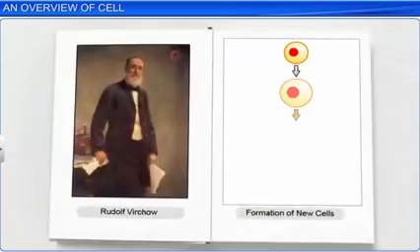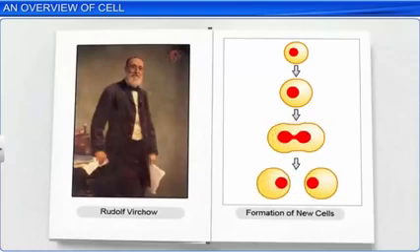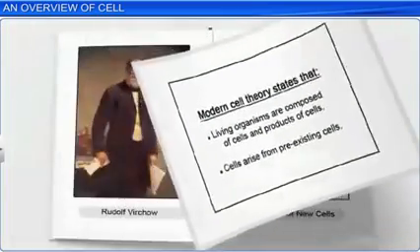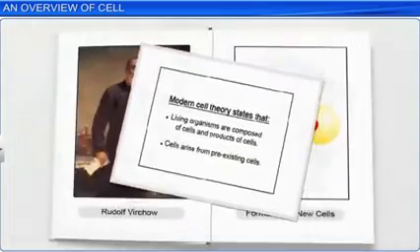He coined the Latin phrase omnis cellula e cellula, which meant that new cells arise from pre-existing cells, and accordingly modified the cell theory, which now states that all living organisms are composed of cells and products of cells, and these cells arise from pre-existing cells.